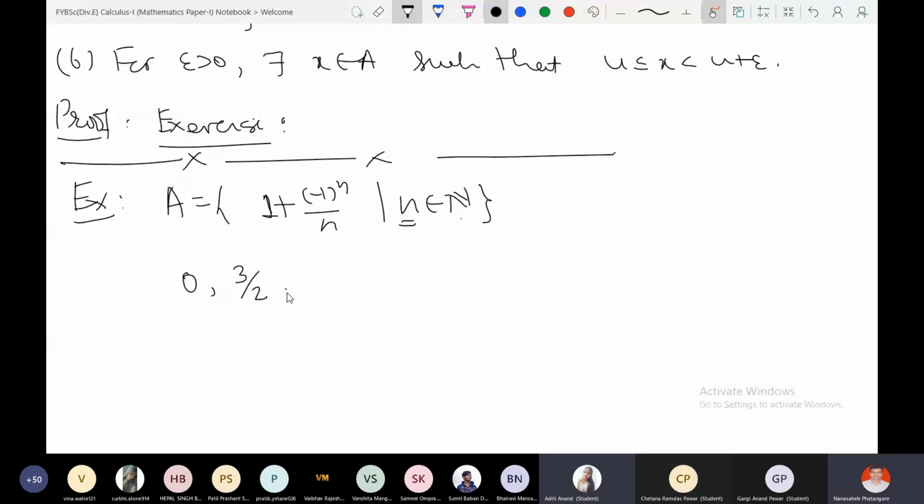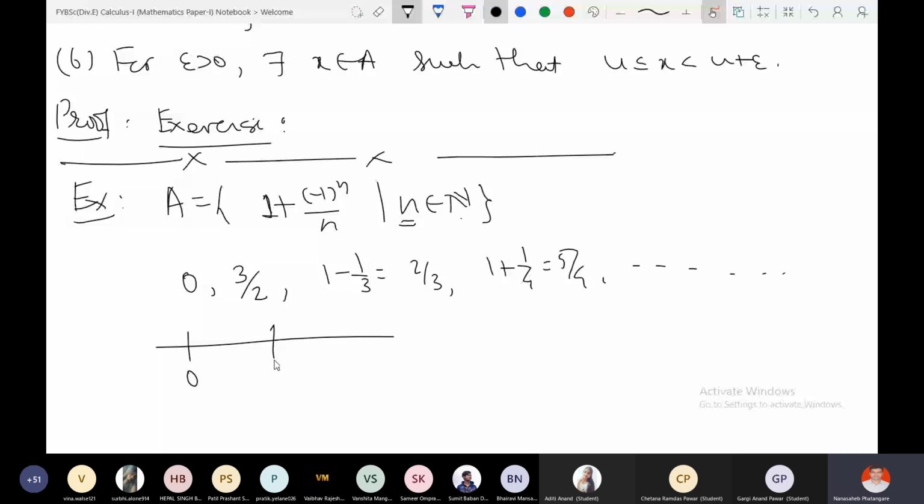What is the next element? 3 by 2. So what is the next element? 1 minus 1 by 3, which is 2 by 3. Then 1 plus 1 by 4, which is 5 by 4, and so on. These are my elements. All elements are non-negative. But if you look at these numbers on the real line, first is 0. What is second? Second is 1 plus half, that is 3 by 2. What is third? 1 minus 1 by 3. So the third element is on the left side of 1.